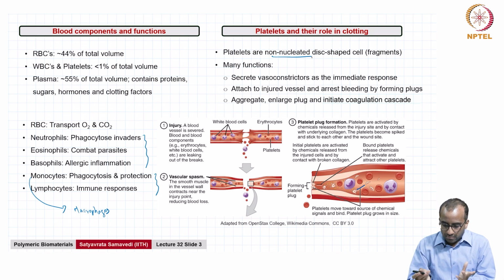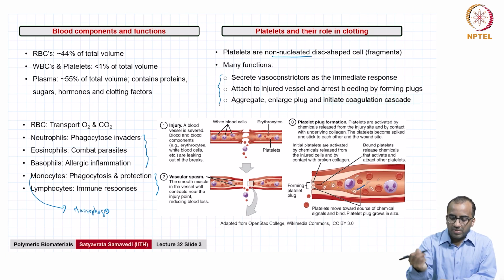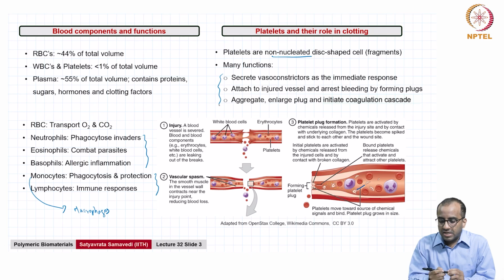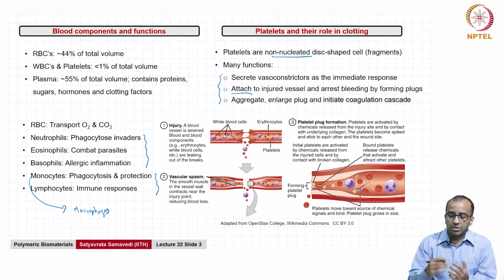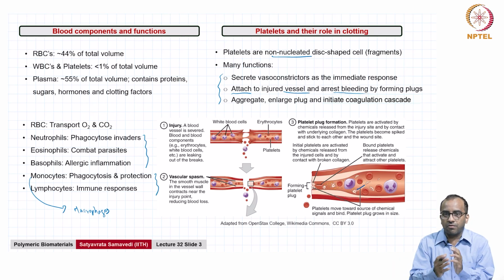So, some of the functions are listed here for platelets. One is they secrete vasoconstrictors as the immediate response to injury to reduce blood loss at the injury site, and then once they can sense that there is an injury, they are able to attach and get activated by attaching to the injured vessel, and then can arrest the bleeding by forming what are called platelet plugs, the mechanisms of which we will look at in some detail in this lecture.